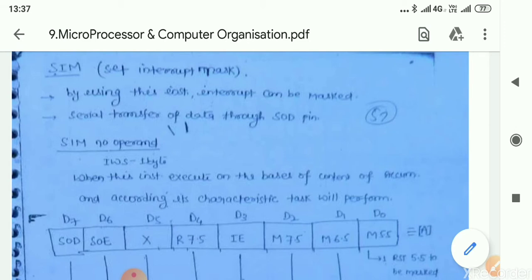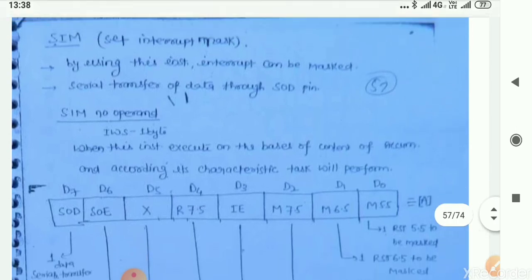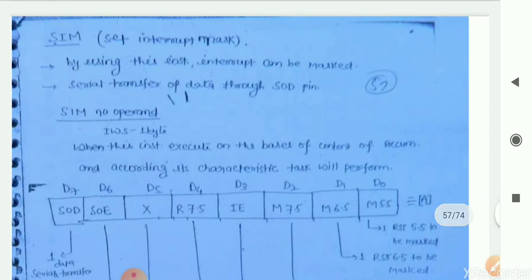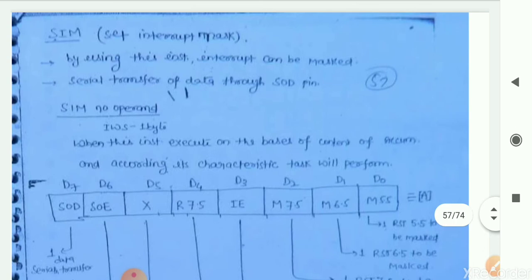One instruction is SIM. These two instructions execute on the basis of the content of the accumulator, in which all the bits of the accumulator will specify some conditions. If we include the SIM instruction in our program, by checking the status of the bits of the accumulator, we may give some conclusions. See here, by using the SIM instruction, interrupts can be masked.